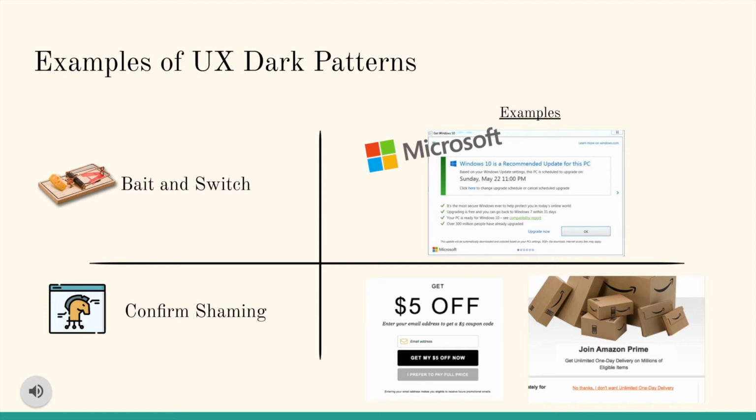Confirm shaming is a dark pattern used to guilt the user into opting into something. This example is used to shame the user into a term of compliance with a company. As seen in the provided example on the right, the precise wording of "no thanks, I don't want an unlimited one-day delivery," and "I prefer to pay full price" are results of confirm shaming, resulting in a user signing up for a mailing list or joining of a service.